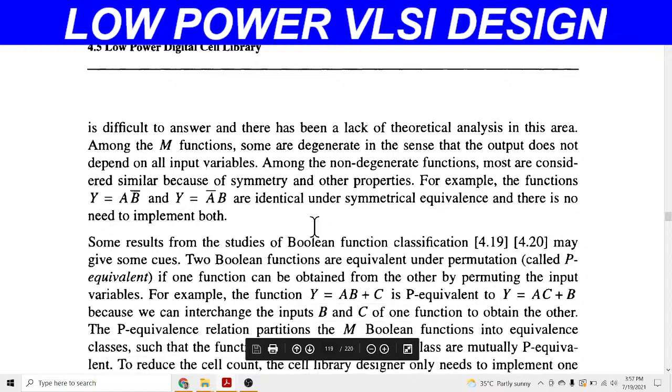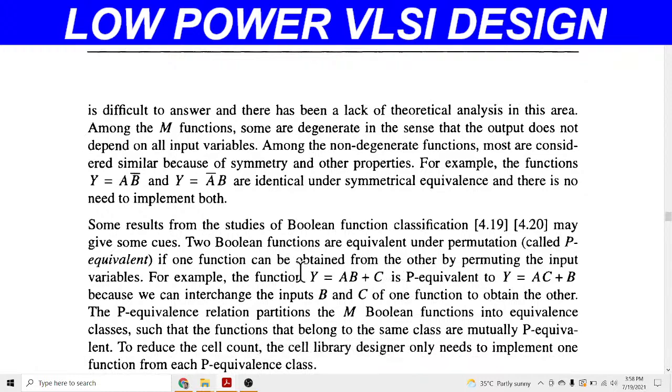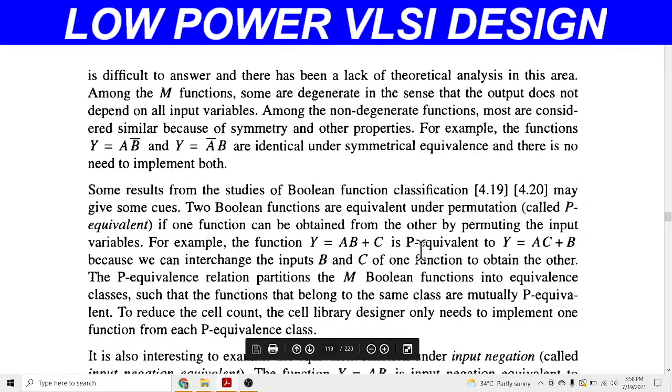Okay, similarly, one more property of the cell library is that if the equation is similar, such as one Boolean function is a b plus c and another one is y equals a c plus b, here you can see that if we replace b by c, and instead of writing c we write b, by using this interchange of b and c, we can make a cell library of only one Boolean function, and by interchanging b with c we can use it for the other Boolean function. Okay, this is also one of the properties.